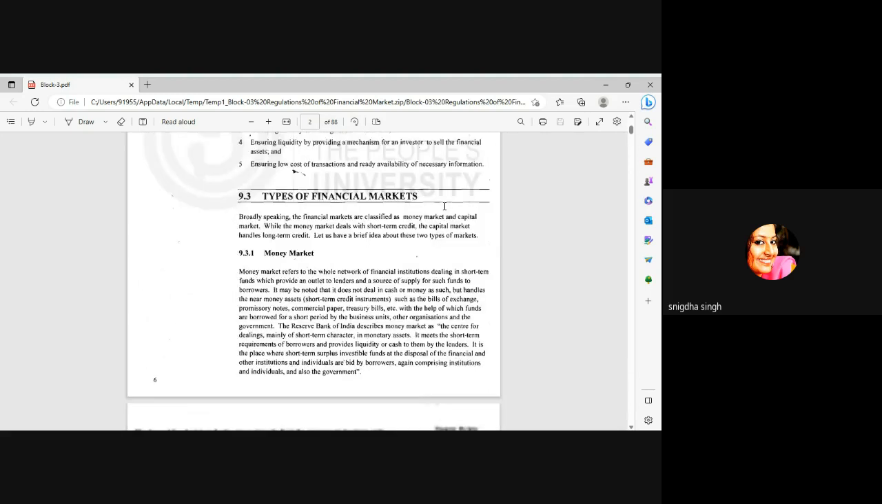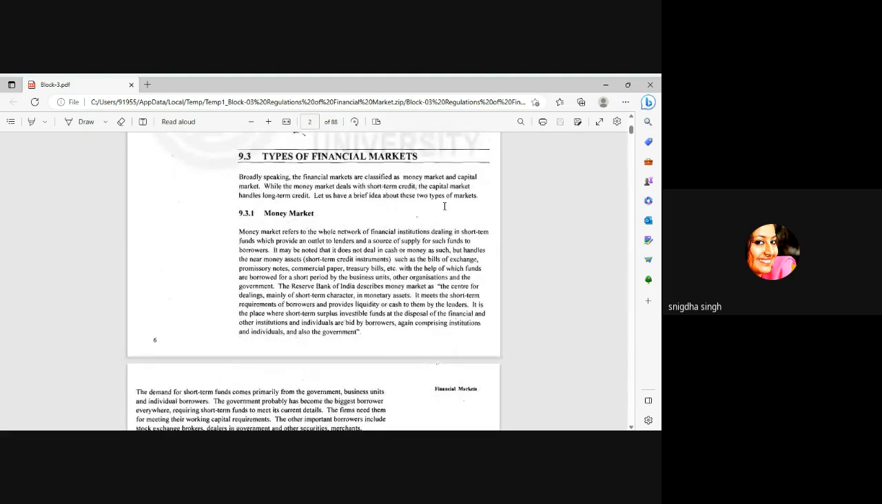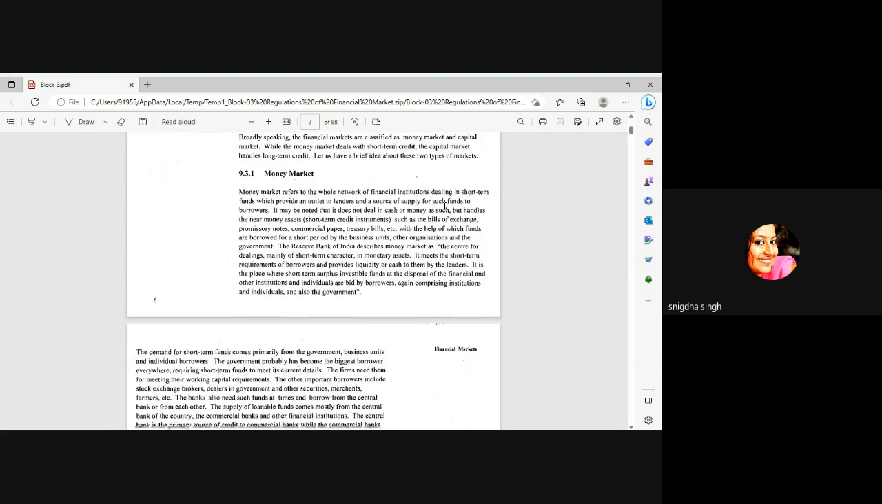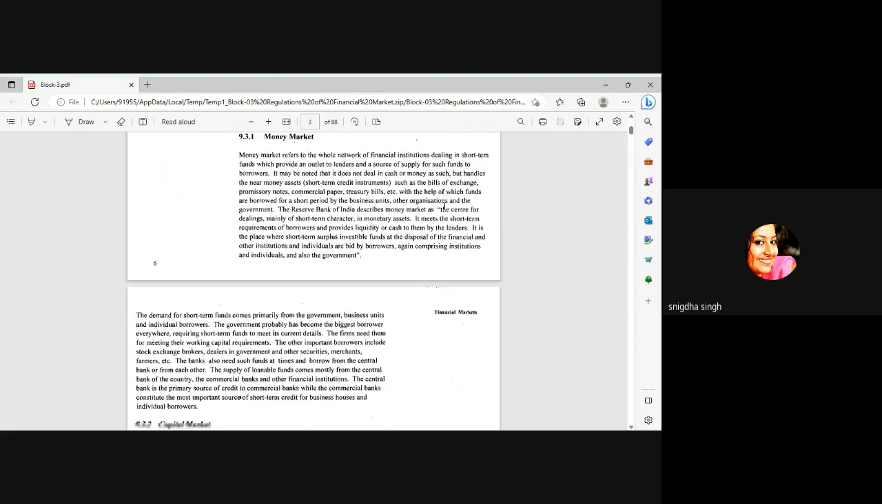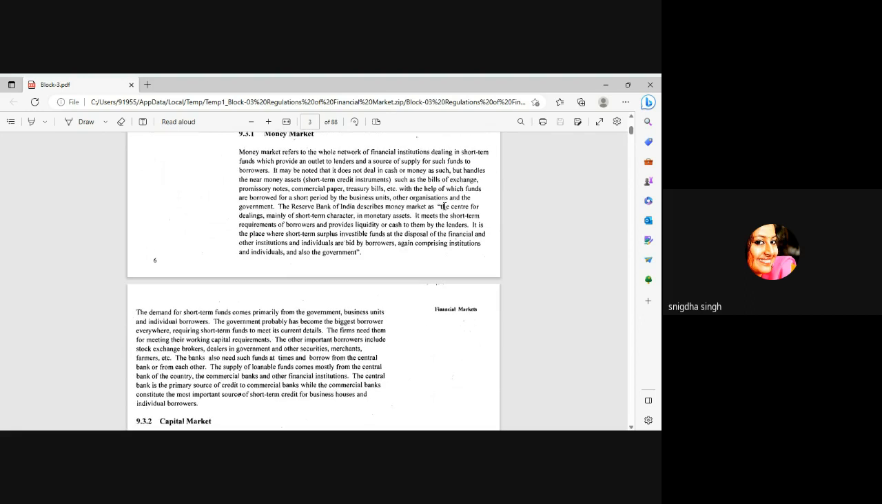So what are the types of financial market? There is money capital, there's money market, and then there is capital market. So money market basically deals with short-term loans or short-term credits or short-term funds, whereas capital market deals with long-term funds or long-term credits. Money market refers wherein the financial institutions deal and provide short-term funds to the business units.